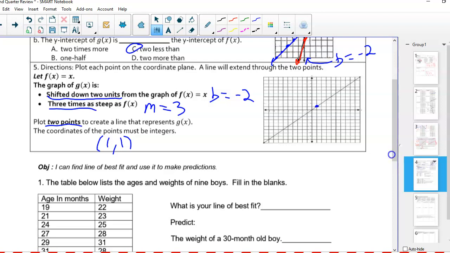0, -2. So if you started at 0, -2, and you use your slope, you could go in either direction. Up 3, right 1 to get to 1, 1. Or you could have went down 3 and left 1 to get to -1, -5. But you only needed 2 of those points.